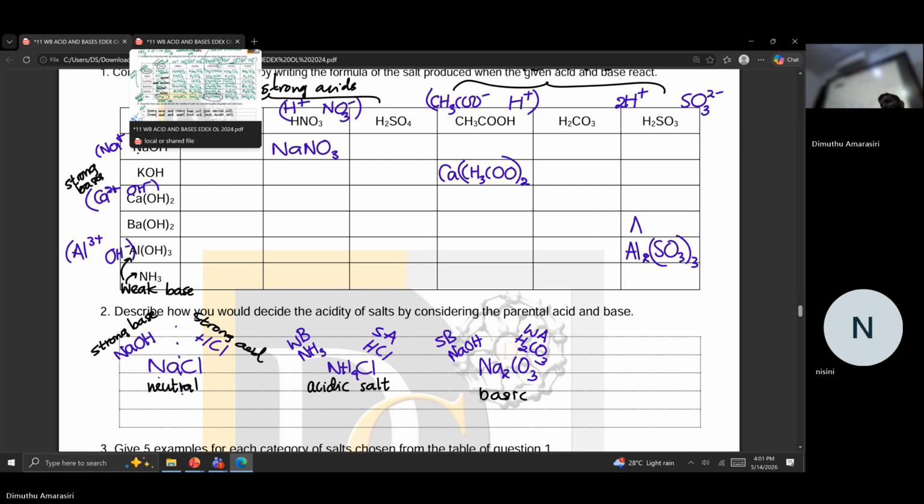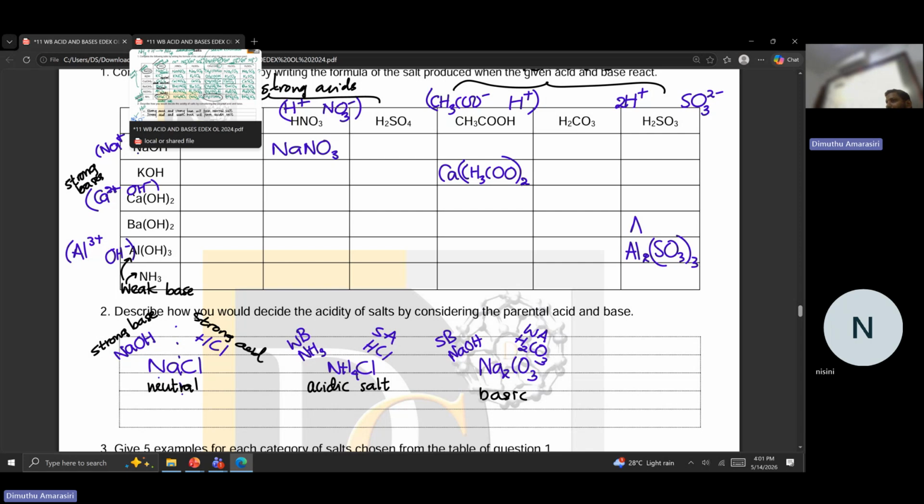Copper sulfate. I told you group 1 and those are only strong bases. Strong acid? I never said strong. I said acidic or basic or neutral. Acidic. Okay, why? Copper hydroxide. Sulfate, sulfuric acid in it.